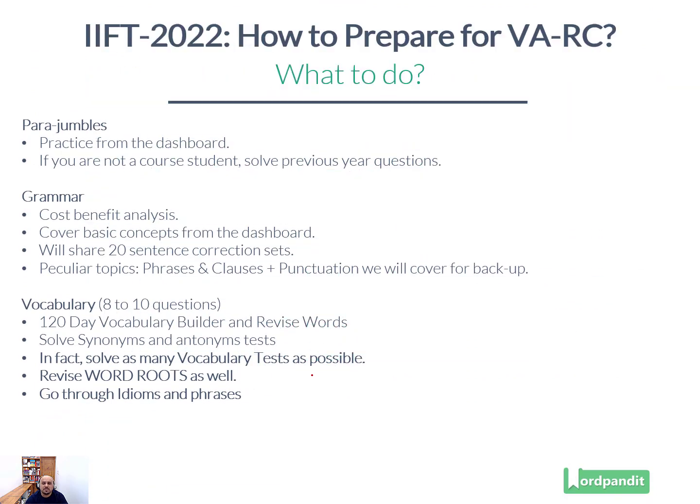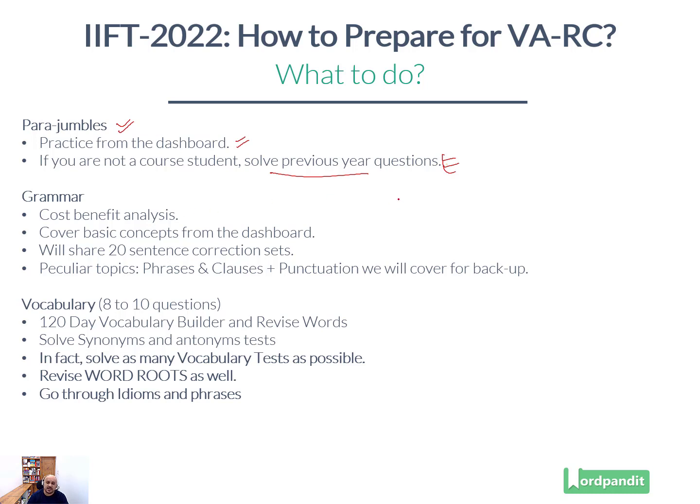Now, how do you prepare for such an exam? You practice parajumbles. If you're enrolled in our course, you practice from the dashboard. If you're not a course student, solve previous year questions. In fact, if you pick up a previous year questions book, some of you would already own it, right? In that book itself, you'll have 150, 200 odd parajumbles, more than enough to solve.